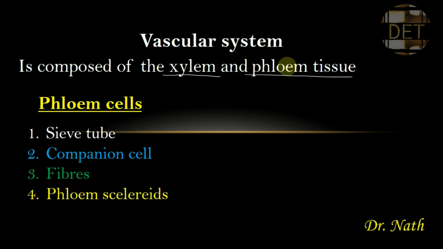The phloem tissue is made up of 4 different kinds of cells called the phloem cells. The phloem cells that make up the phloem tissue are the sieve tube, the companion cell, fibers, and the phloem sclerids. This is very important.